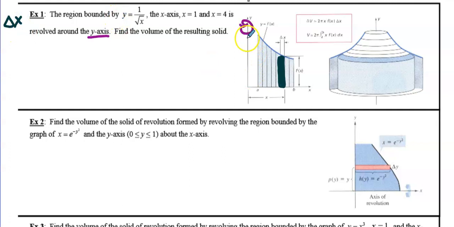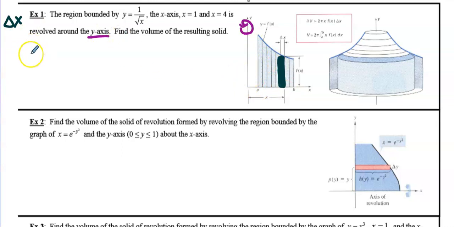So that's one thing that we have to remember about the shell method versus the washer and disk method. But the easy way, guys, to remember this is that whatever is perpendicular when you draw in your rectangle, if it's in the x direction or the y direction. So if my rectangle is vertical, then I'm going to be delta x. If my rectangle is horizontal, it's going to be delta y.